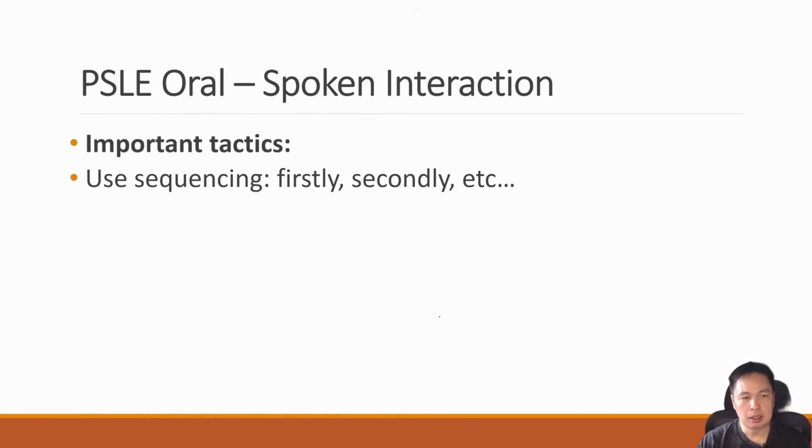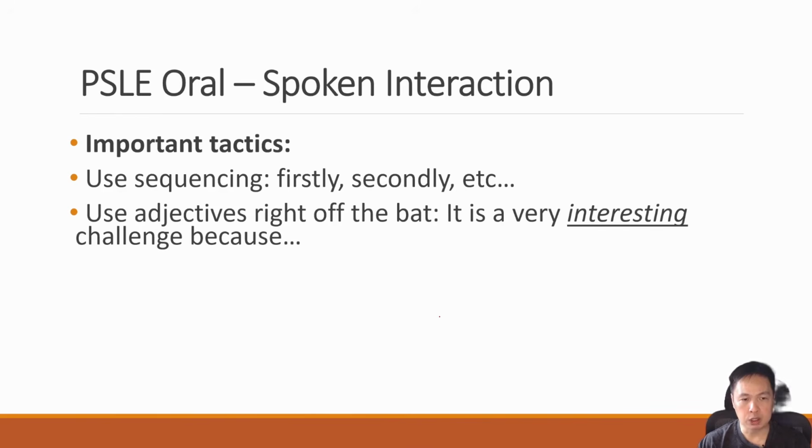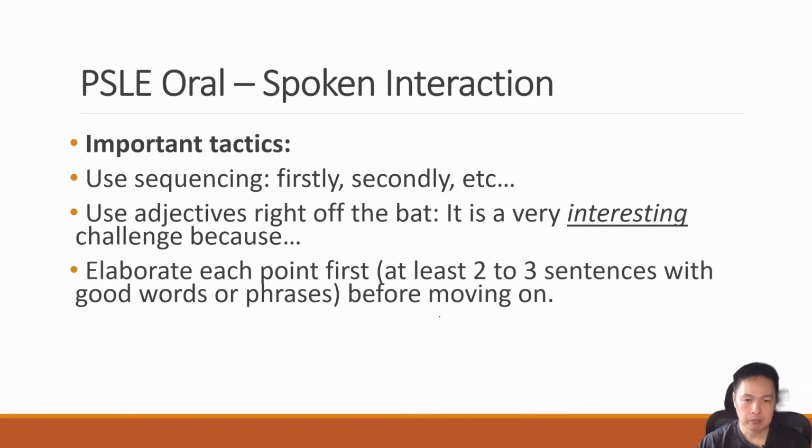Important tactics: use sequencing, firstly, secondly, etc. The exam time is very short, so usually you are done by secondly, right? Firstly, you make a point, tell a story. Secondly, maybe give an example, share a story, and then you are done, right, for one question. Use adjectives right off the bat, right? A lot of students forget about the use of adjectives, and you can start just by saying something like, it is a very interesting challenge because, and then you start telling your story, okay?